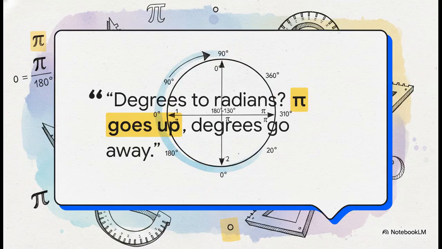So how do you remember which one to use? I've got a great little saying for you. Just repeat this to yourself. Degrees to radians, pi goes up, degrees go away. Pi goes up reminds you to put pi in the numerator. Degrees go away reminds you to put the 180 in the denominator so it can cancel out the degrees.